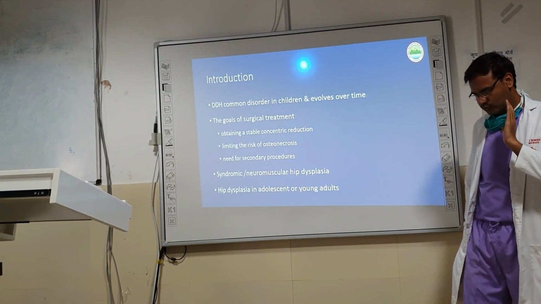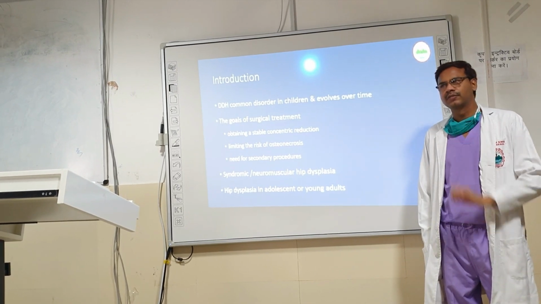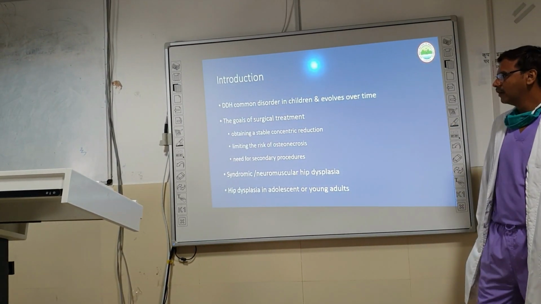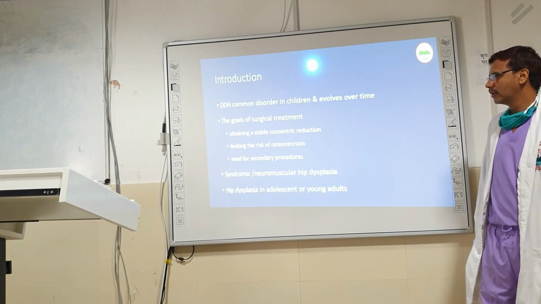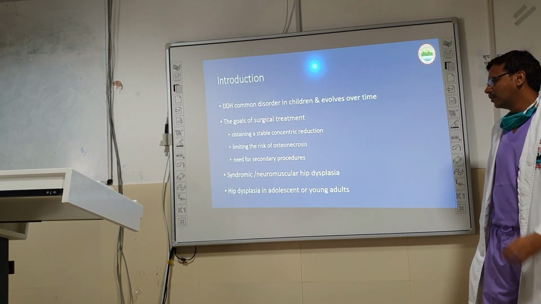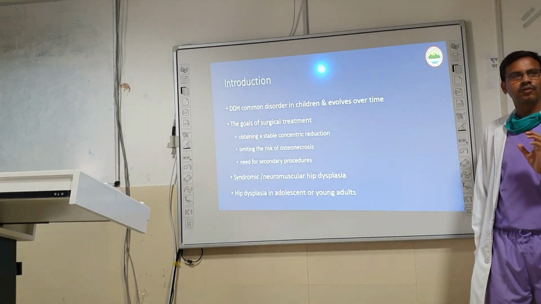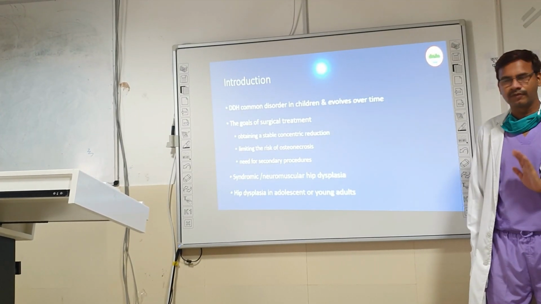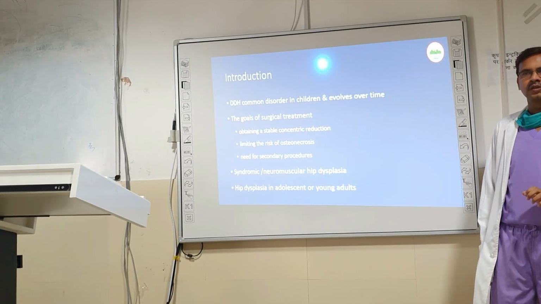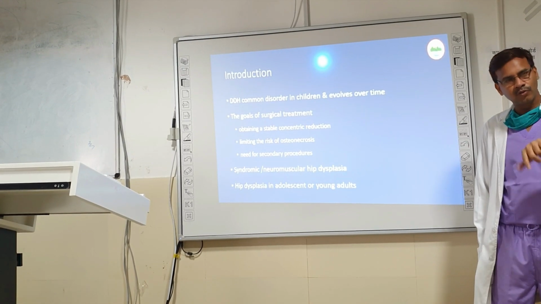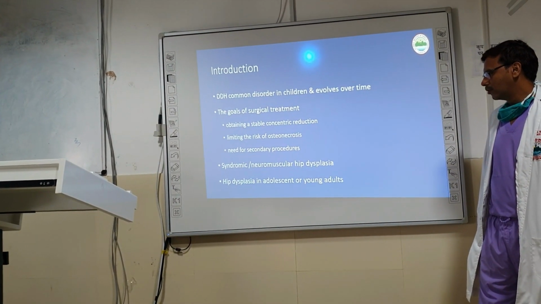So when the child comes to you, most commonly we do surgical management. Now what are the goals of surgical treatment? The goals are, first, obtaining a stable and concentric reduction. Second, whatever you do, you have to limit the risk of AVN of the femoral capital epiphysis. And as far as possible, the need for secondary procedures should be minimized.